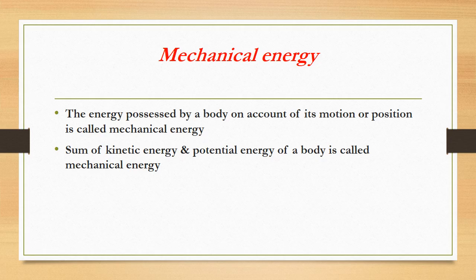In physics, we will consider mainly mechanical energy. The energy possessed by a body on account of its motion or position is called mechanical energy. That means mechanical energy is energy acquired due to motion or position. The energy acquired due to motion is called kinetic, and due to position is called potential. That we will study in detail, no problem. So mechanical energy, in general, we can say is the sum of kinetic energy and potential energy.